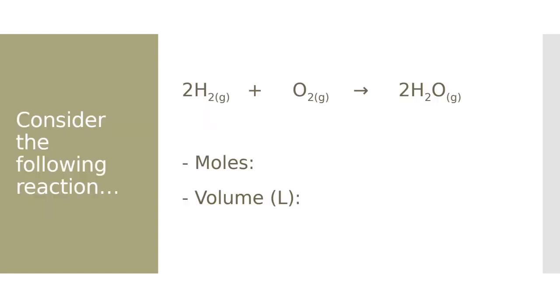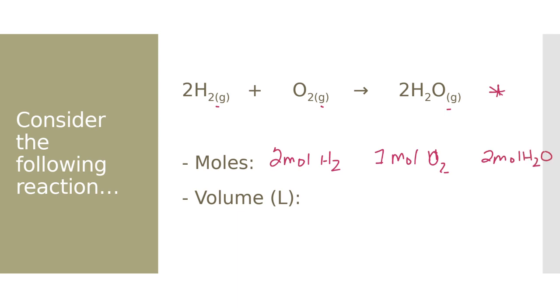So here's an example of using Avogadro's law with reactions. So here is the reaction to produce water. And the key thing here, this only works if your states are gases, okay? So this relationship does not work if you have a solid in there or a liquid. So what we know is that if we're looking at the coefficients, the moles of everything, we have 2 moles of hydrogen, we have 1 mole of oxygen based on these coefficients, and then we have 2 moles of water.